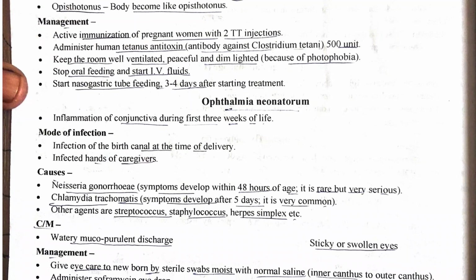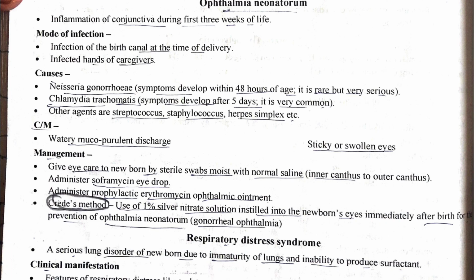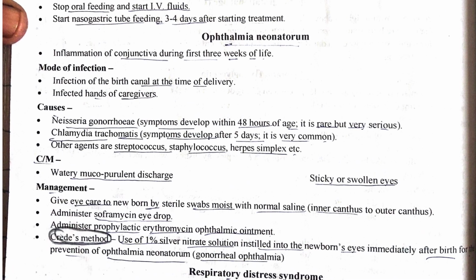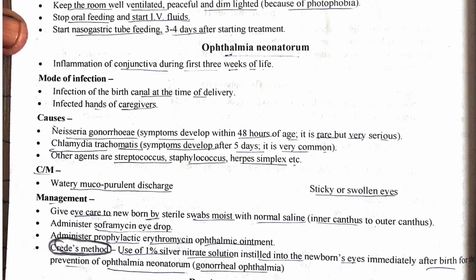Next, ophthalmia neonatorum: inflammation of the conjunctiva during the first 3 weeks of life. Mode of infection: infection from the birth canal at the time of delivery, or infected hands of the caregiver. Causes: Neisseria gonorrhoeae. Symptoms develop within 48 hours of age. It is rare but very serious.